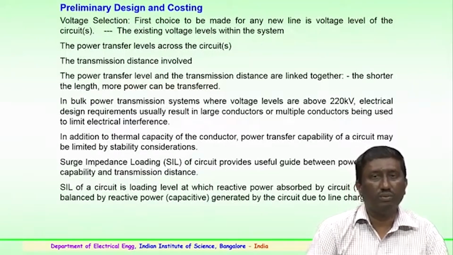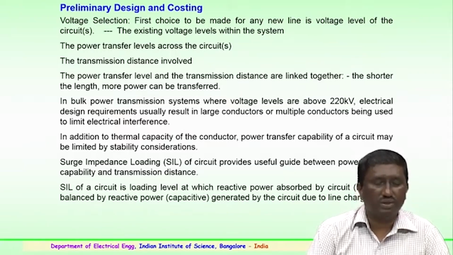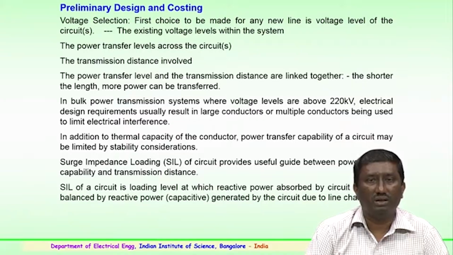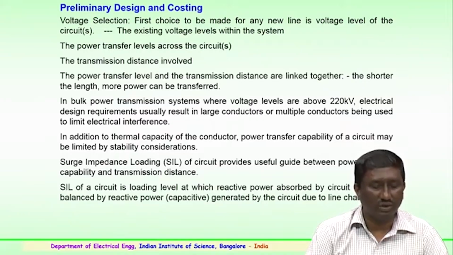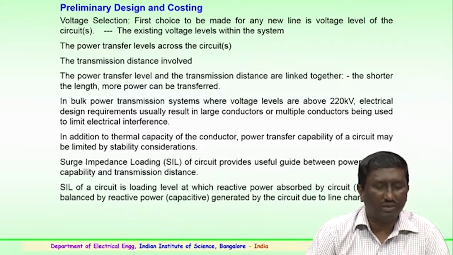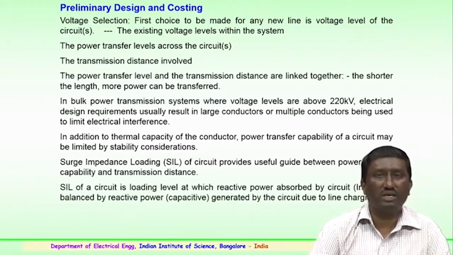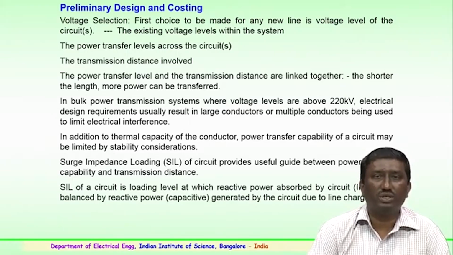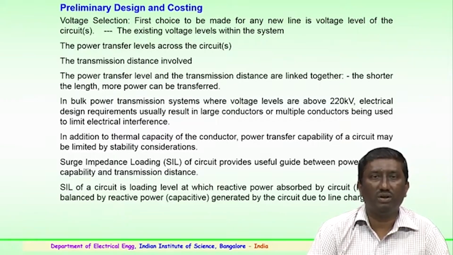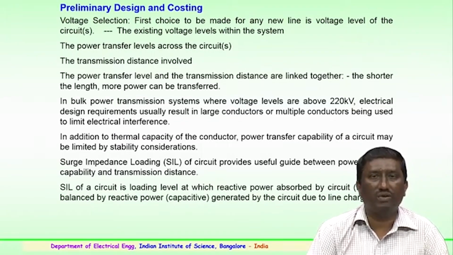So, now how is the preliminary design and the costing evaluation for the substation generally considered, or how is it estimated? We will have a very quick look at the preliminary design aspects. The first being the voltage selection. This first choice is to be made in case of any new line, of the voltage level of that circuit, or the already existing voltage levels within the system have to be modified.